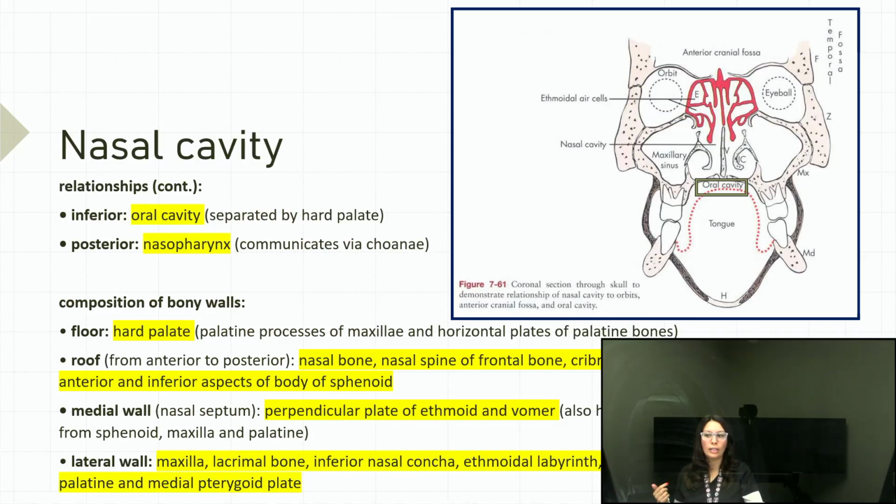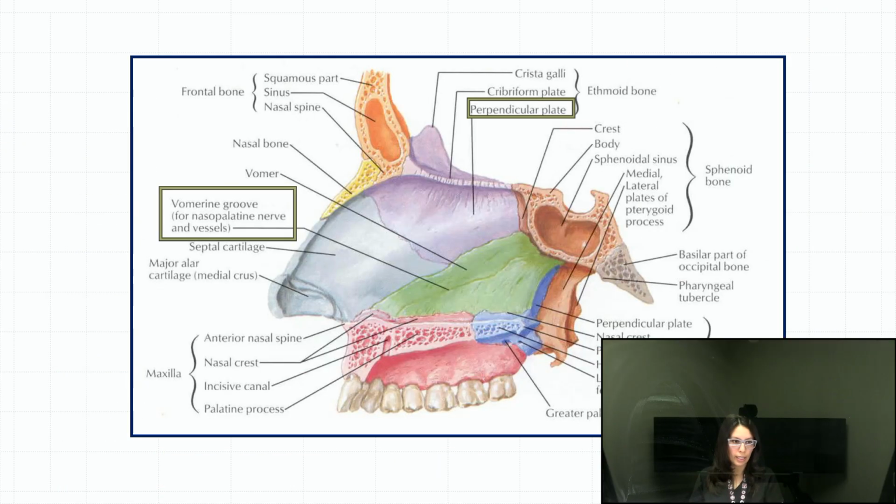The roof is going to be the nasal bone, nasal spine of the frontal bone, and cribriform plate of the ethmoid bone. You have the anterior and inferior aspects of the body of the sphenoid as well, forming the roof. Now, for the medial wall, you have the nasal septum, specifically the perpendicular plate of the ethmoid and vomer bones, and some very small contributions by the sphenoid, maxilla, and palatine bones. And then the lateral walls: you have the maxilla, lacrimal bone, inferior nasal concha, the ethmoidal labyrinth, the perpendicular plate of the palatine bone, and the medial pterygoid plate.